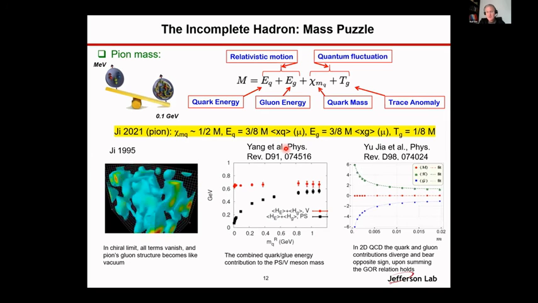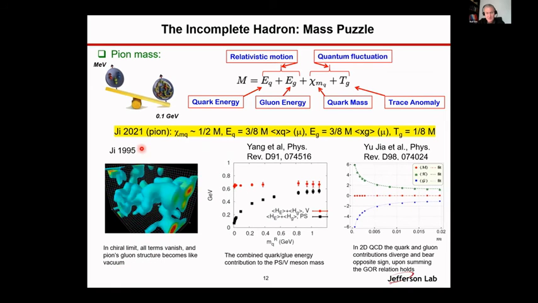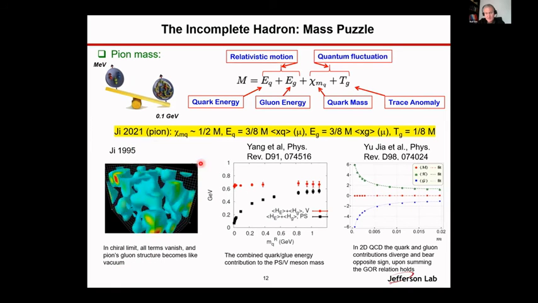And then you have similar contributions of the quarks and the gluons. So in his picture, in the chiral limit, all terms vanish and the pion's gluon structure becomes like the vacuum. So that's similar to G95, and you see the same here.